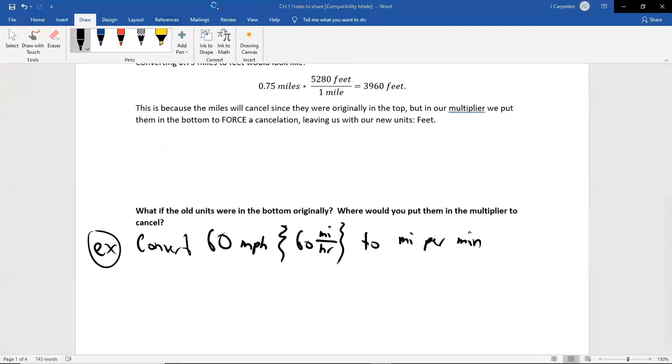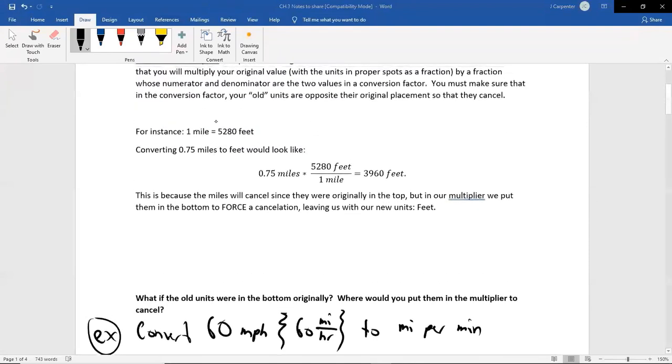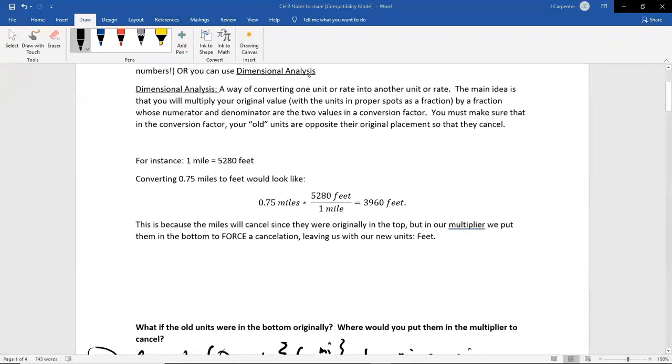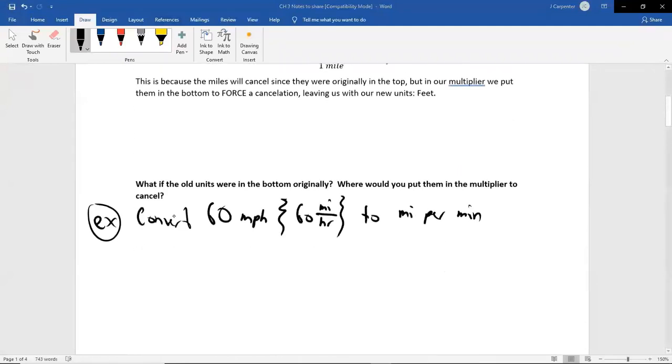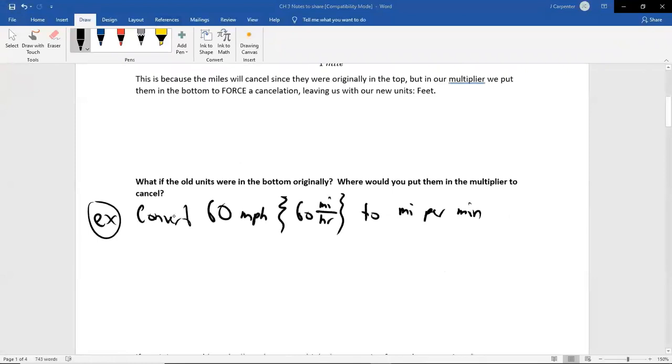Again, traditionally, M stands for meters, not miles, unless you are using the abbreviation mph. All right, so what's the idea behind this? First, we're going to write the original number with its units. So we're going to first write the 60 miles per hour with their units.